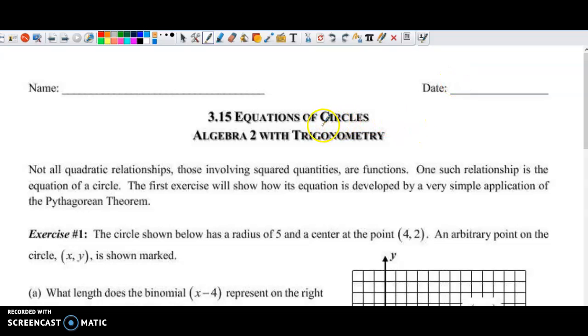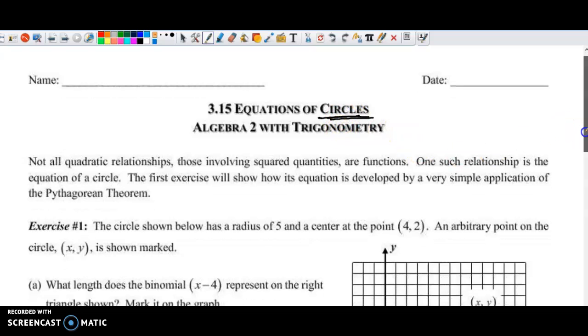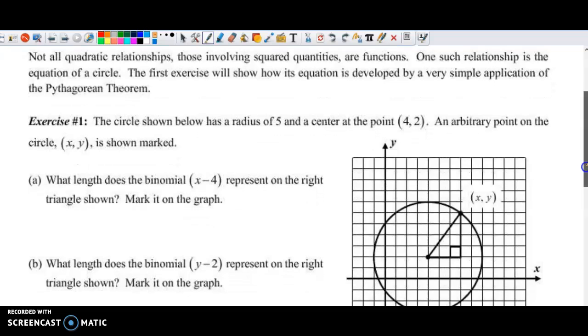What we're doing is moving into circles, and the reason why we're doing this is circles involve square pieces, and quadratics had a lot of squaring to it. And all circles are is basically an application of the Pythagorean theorem. And so this is a picture of a circle.